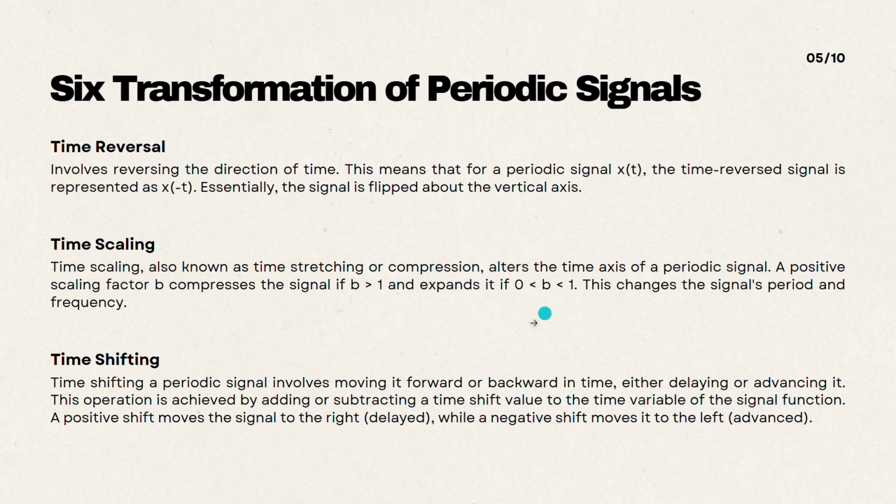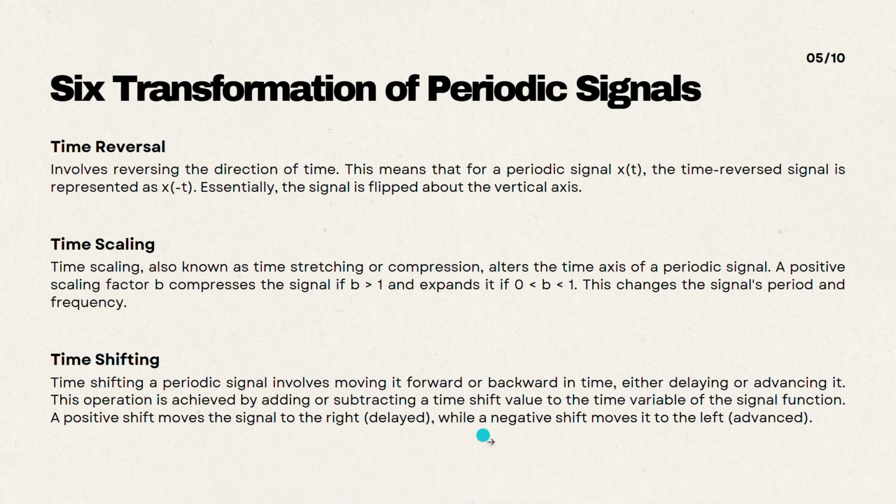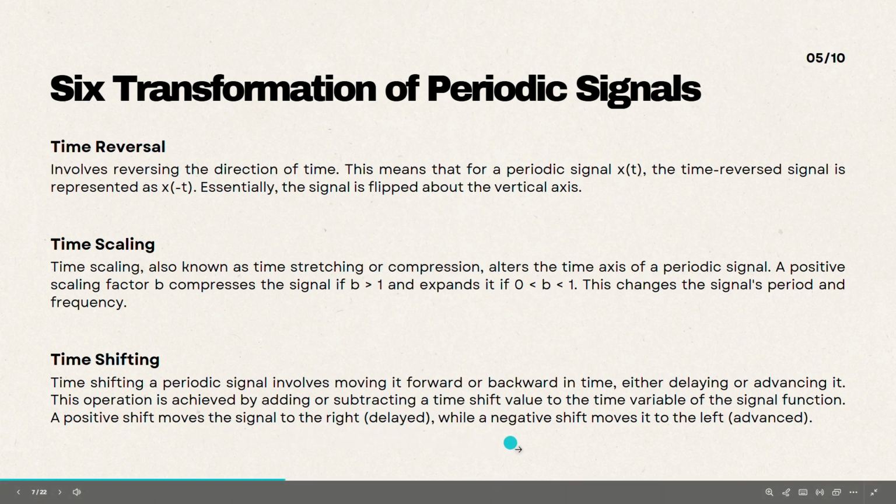This changes the signal's period and frequency. The third is time shifting. It involves delaying or advancing the signal. This operation is achieved by adding or subtracting a time shift value to the time variable of the signal function. A positive shift moves the signal to the right, delayed, while a negative shift moves it to the left, advanced.